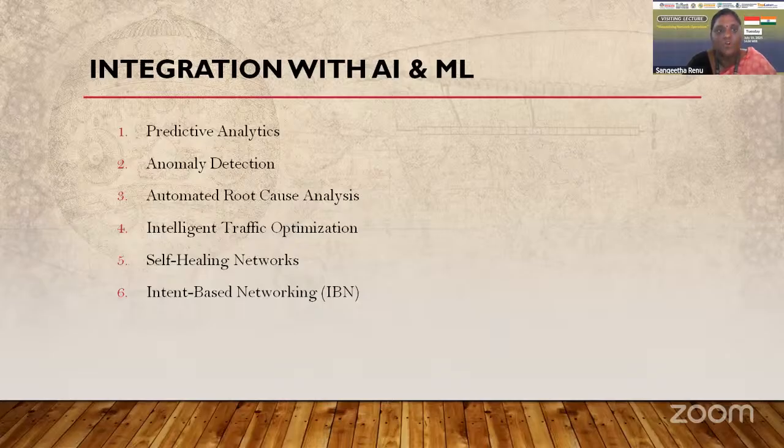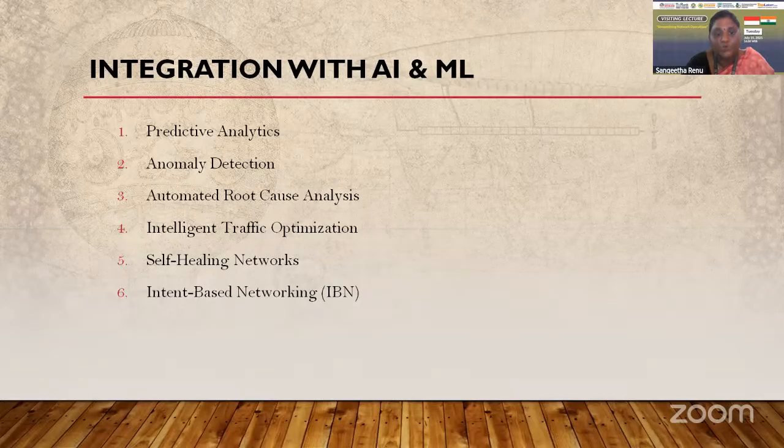Anomaly detection: the ML models learn what normal traffic and behavior look like. Any deviation is flagged instantly. In predictive analysis, it analyzes historical telemetry to forecast trends like bandwidth growth, or predict device failures. It enables proactive maintenance or better resource planning.